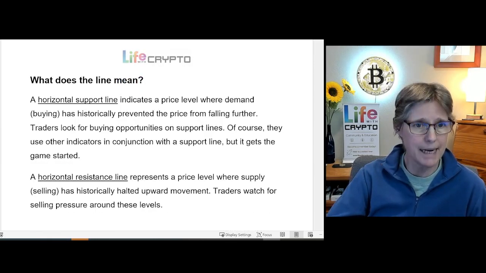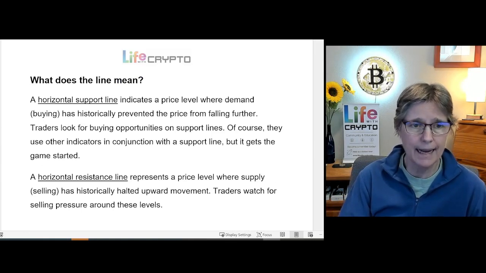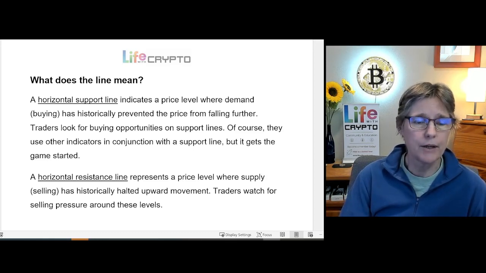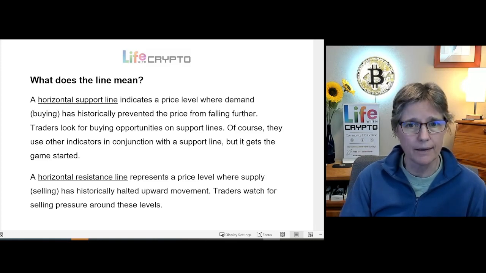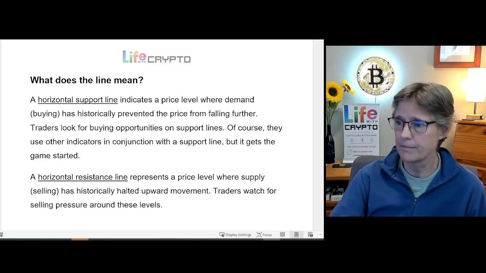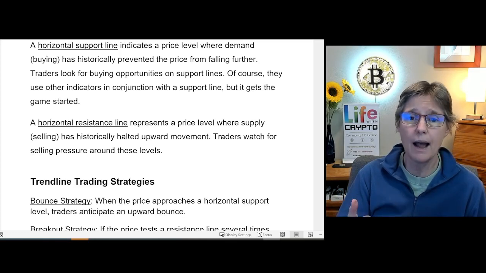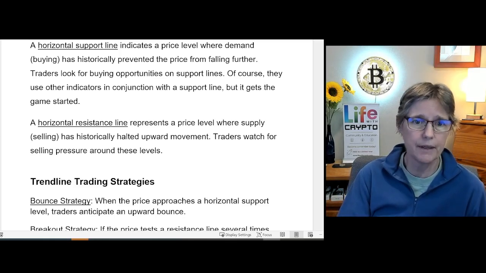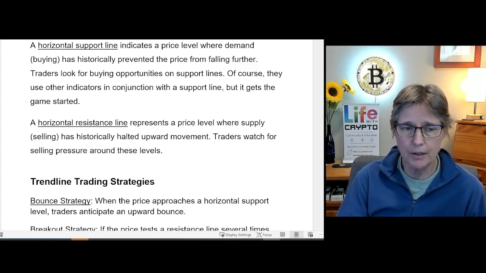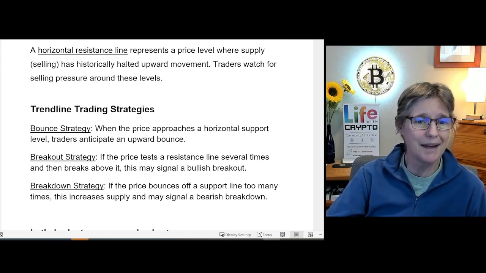So what does this line mean? Well, a horizontal support line indicates a price level where demand or buying has historically prevented the price from falling further. Traders look for buying opportunities on support lines. Of course, they use other indicators in conjunction with the support line, but the support line and maybe candlesticks gets the game started. A horizontal resistance line, on the other hand, represents a price level where supply or selling has historically halted upward movement. Traders watch for selling pressure around these levels. So what are some potential trend line trading strategies?